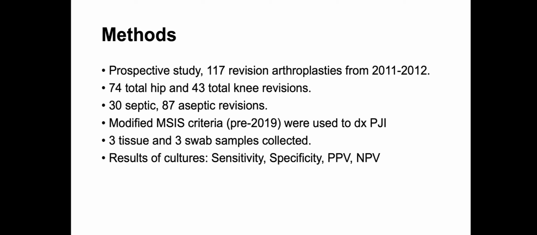Then intraoperatively, they had a protocol. If there was synovial fluid, they attempted to aspirate the joints, knees and hips, and if they could aspirate fluid, they would send it for culture. Then they obtained samples by systematically swabbing either acetabular and femoral tissue in hips or tibial and femoral tissue in knees, and then collecting synovial tissue from around the acetabulum or knee and sending that in all the cases. Then they looked at the results of the cultures and determined sensitivity, specificity, and the predictive values.